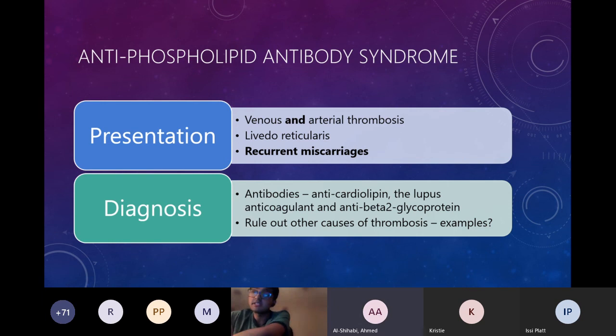Activated protein C resistance is a cause. Anything else? There's also factor V Leiden, and you can also get protein C and S deficiency. Exactly, perfect. Polycythemia is also a cause, but it tends to cause hyperviscosity before it causes thrombosis, but definitely.